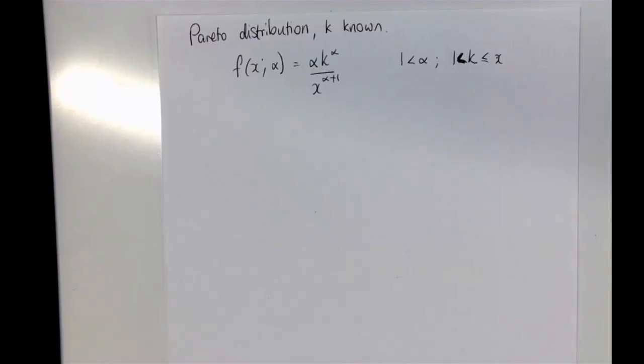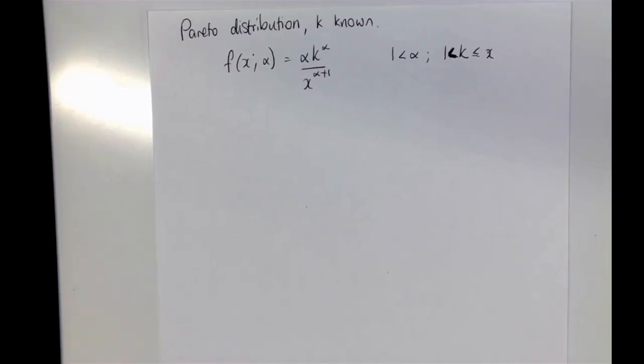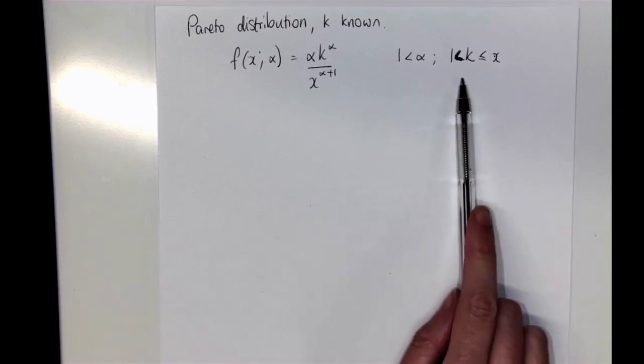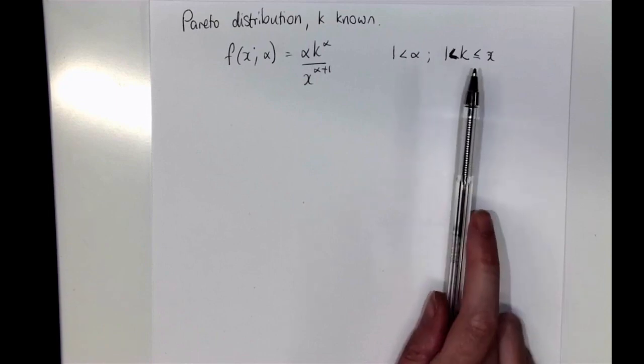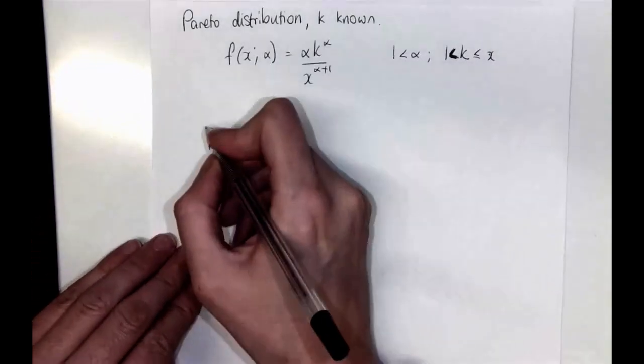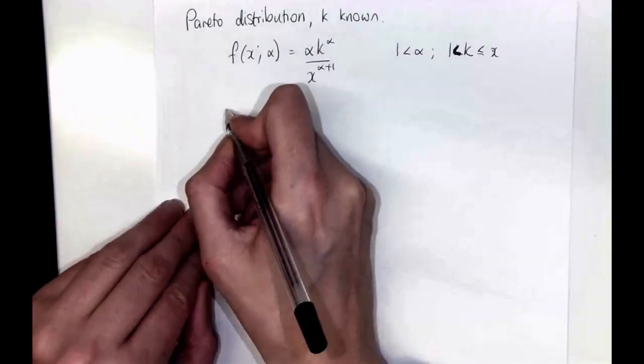In this example, we're going to look at the Pareto distribution with k known, as we've written it here. And we want to find the maximum likelihood estimator for alpha. And we've got some constraints here, but we're going to set out and do the maximum likelihood estimation in the traditional way. So maximum likelihood, so we write down our likelihood.